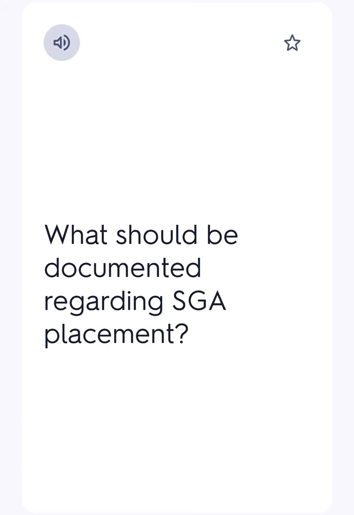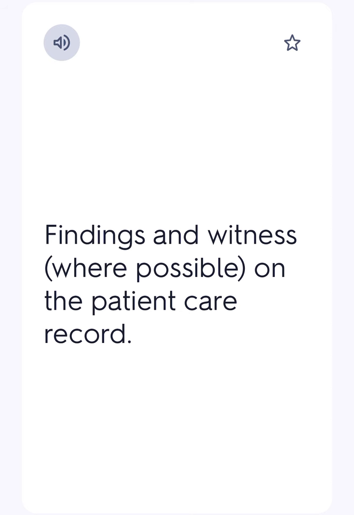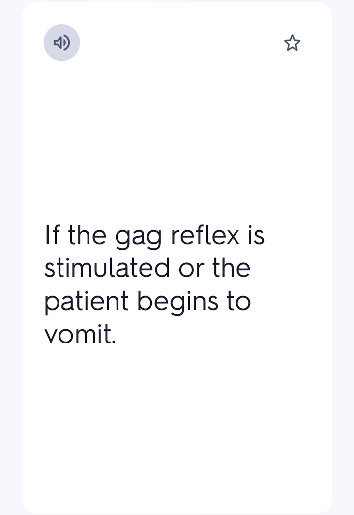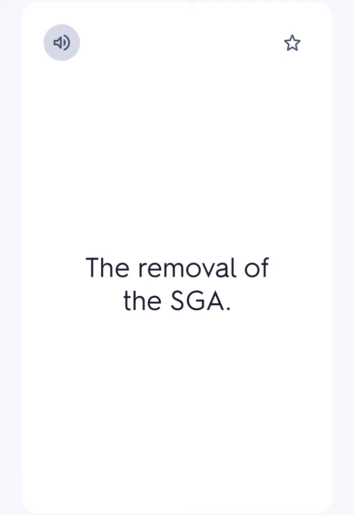What should be documented regarding SGA placement? Findings and witness on the patient care record. When should the SGA be removed if the patient achieves ROSC? If the gag reflex is stimulated or the patient begins to vomit. What should be expected as the level of awareness improves? The removal of the SGA.